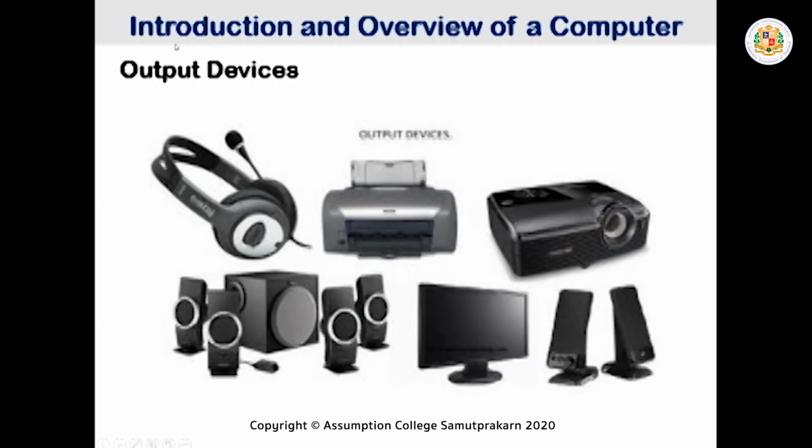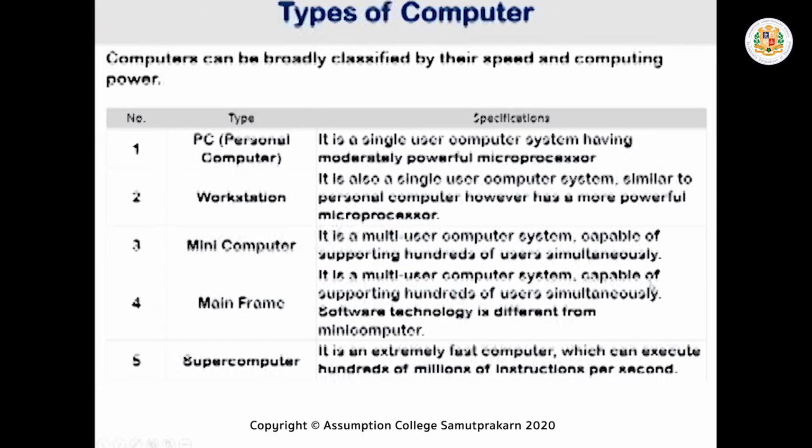For the output devices, these are examples: we have headset, printer, projector, speakers, monitors, and many more. Now let's move on to types of computer. Computers can be broadly classified by their speed and computing power. So these are examples of computers.